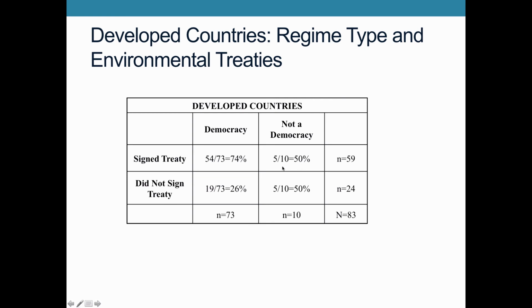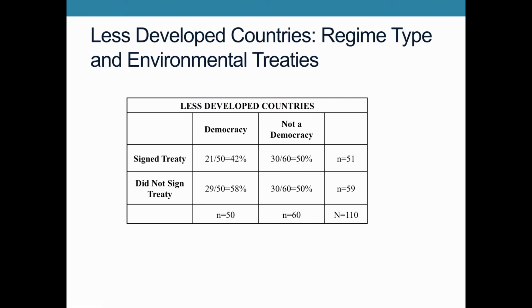The key is comparing these two, right? So among people who are signing the treaty, are they more likely to be democracies? Yes, they are, right? So democracies are going to be more likely to sign that treaty.